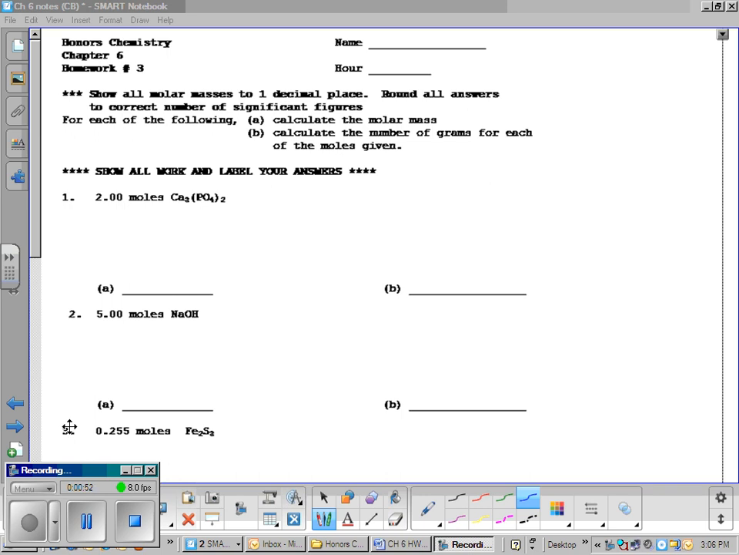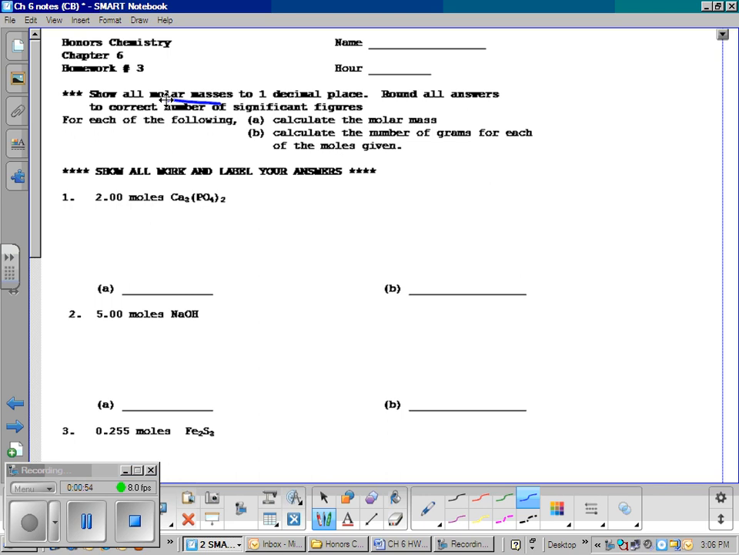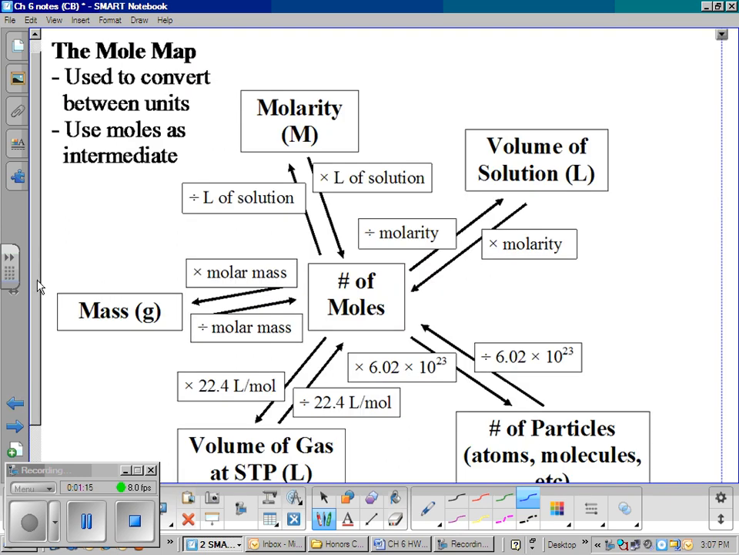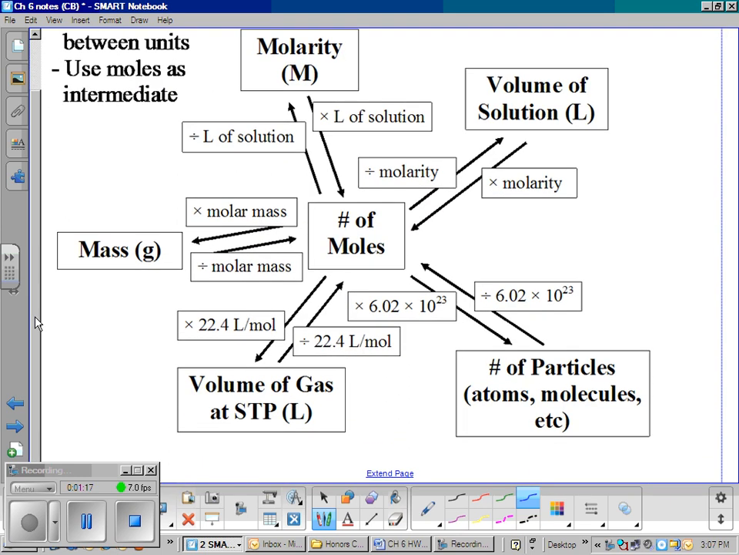So the first thing you can see up at the top, it says show all molar masses to 1 decimal place. Round all your answers to the correct number of sig figs. So we want to calculate the molar mass, and you want to calculate the number of grams for each of the moles given. So we're starting with moles. As you can see, we have 2.00 moles, and it tells you that we want to calculate grams. So hopefully you're thinking, okay, I must have to look at my mole map, and you are correct. For these, we are going to be given the number of moles, and we need to go to mass. So you are going to multiply by your molar mass.